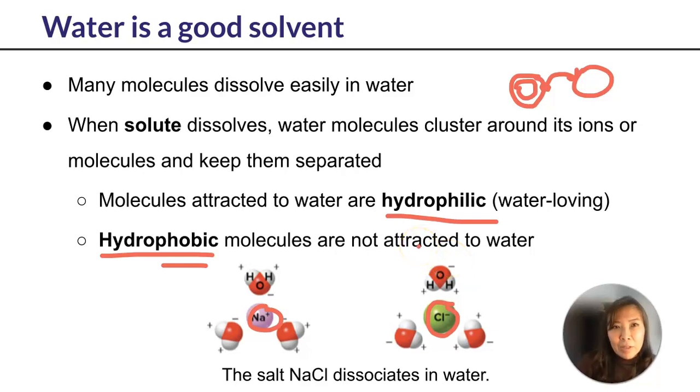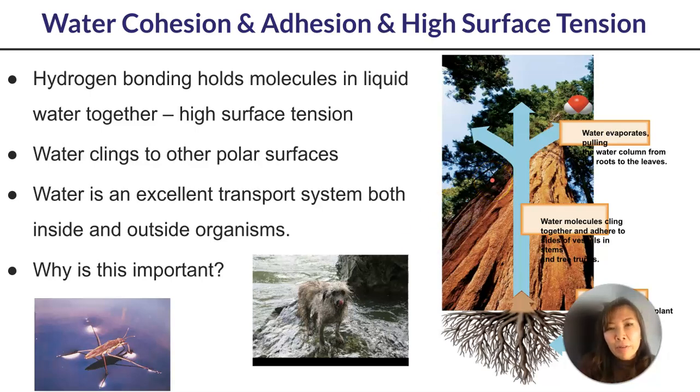Okay, so hydrophilic, hydrophobic. Let's talk about some of the other characteristics, and these would be cohesion, adhesion, and high surface tension. These are all characteristics of water. So hydrogen bonds that hold molecules in a liquid together give it high surface tension, right? And I mentioned before, because water has that high surface tension, because the molecules form these hydrogen bonds together, they form a nice layer, and that attraction results in water having this nice surface tension. That's the reason why these guys are able to be on top of the water and move along the water.